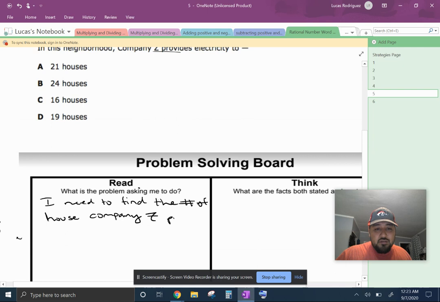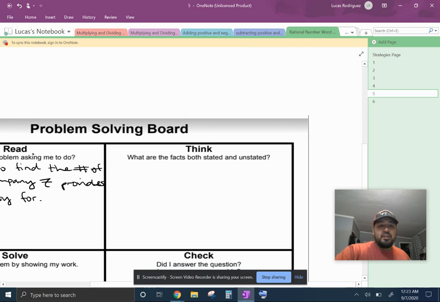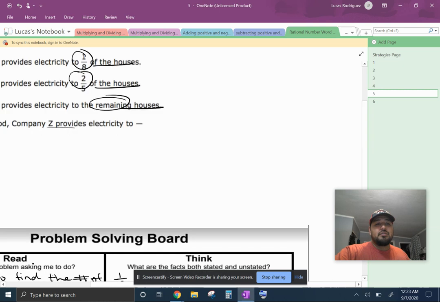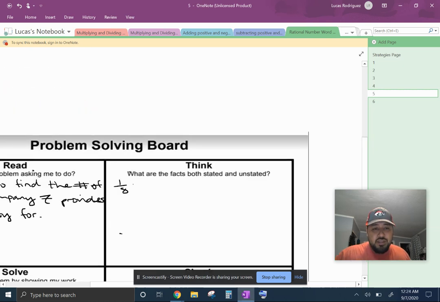Company Z provides electricity for... All right, so I'm going to think. Now, I know that I believe it was 1/8 and 2/5. So we have Company X, Y, and Z. So 1/8 of the 40 is Company X. 2/5 of the 40 is Company Y, and the rest are Company Z.